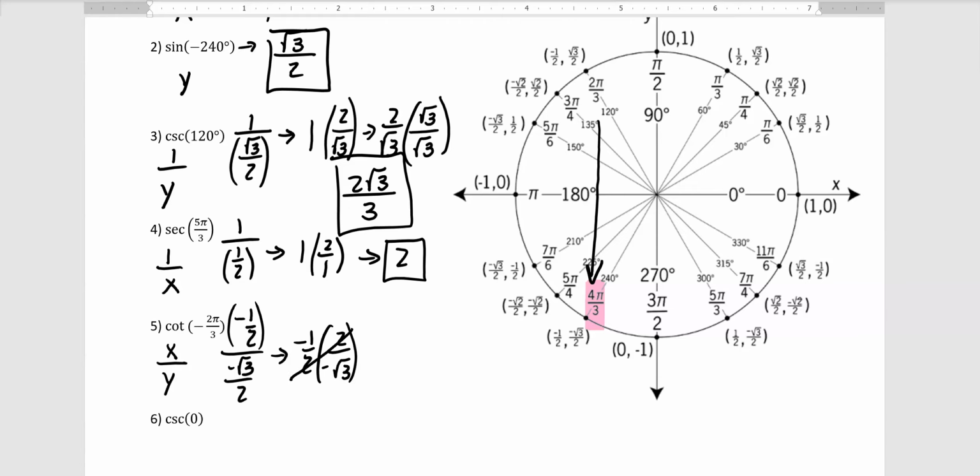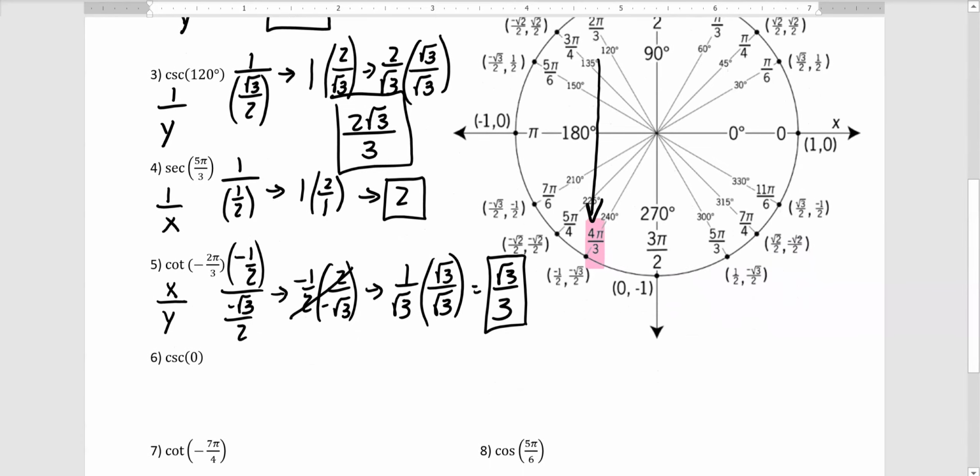The 2's will divide out. I'd be left with a negative divided by a negative, which gives me a positive, so it'll be 1 over root 3. Can't leave our answer like that. We need to rationalize our denominator. Multiply both the top and bottom by the square root of 3, and I will end up with root 3 over 3. And that is the cotangent of negative 2 pi over 3.